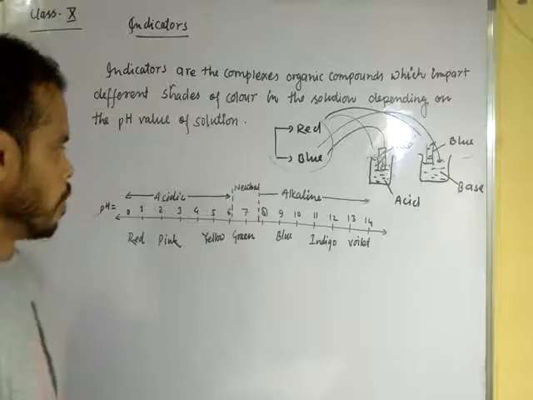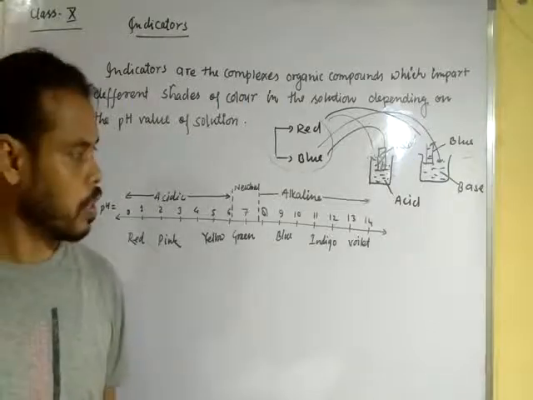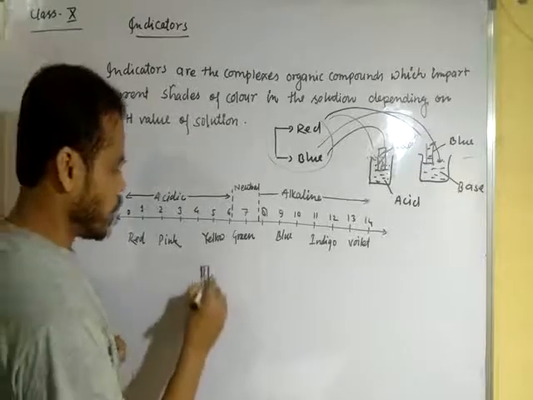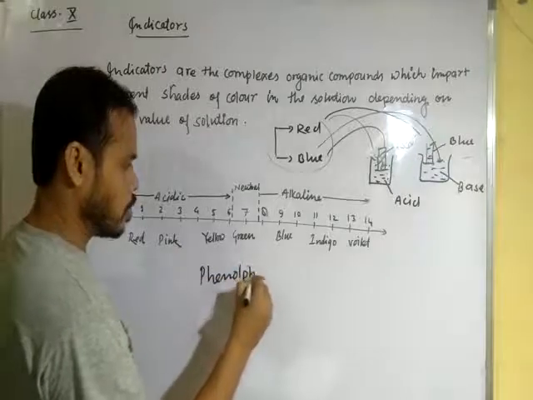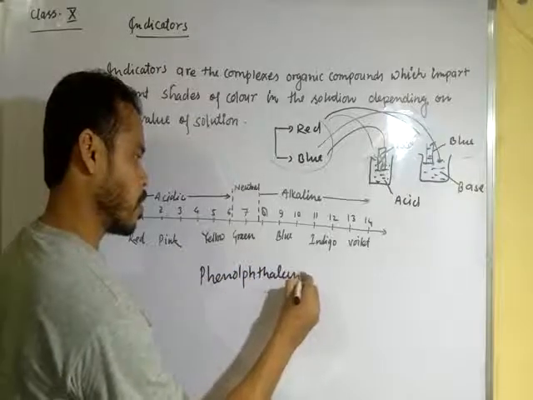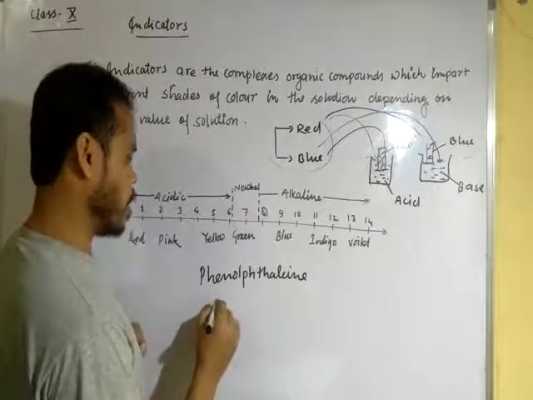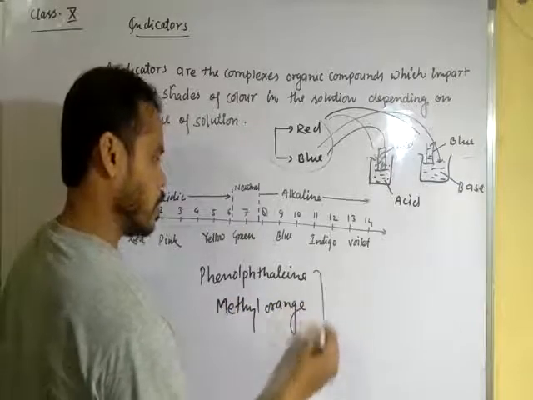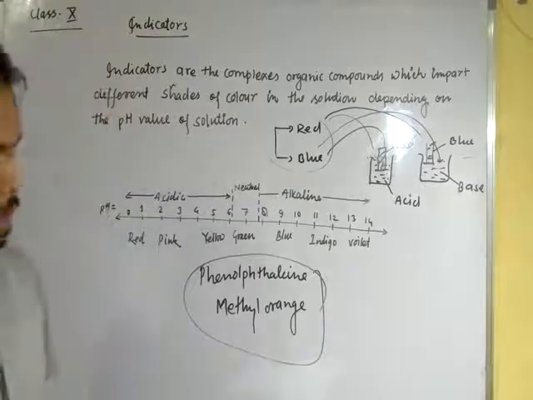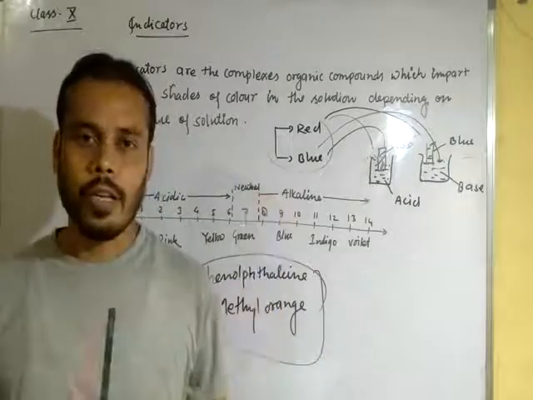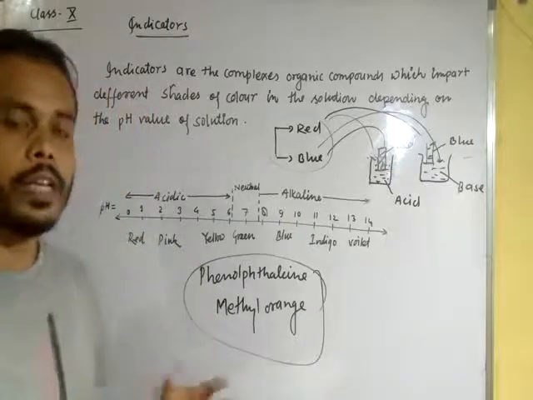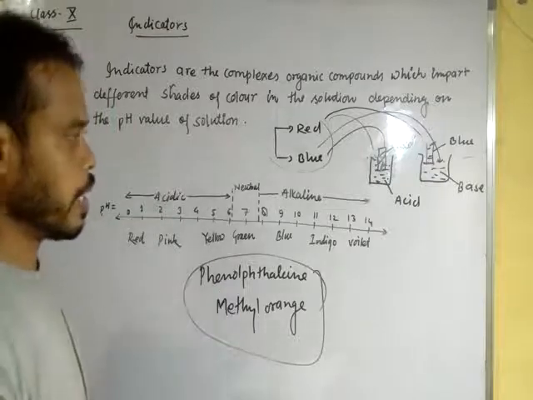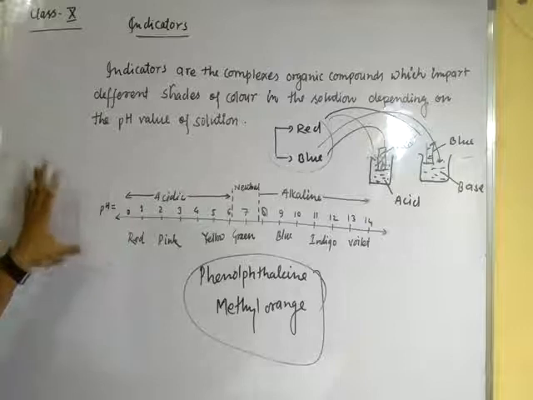So we have discussed the indicator litmus paper, but we are going to discuss another two important indicators. One is phenolphthalein, and the second one is methyl orange. These indicators, when added to any solution, change their color. And how do they change their color? We can see by observing this scale.